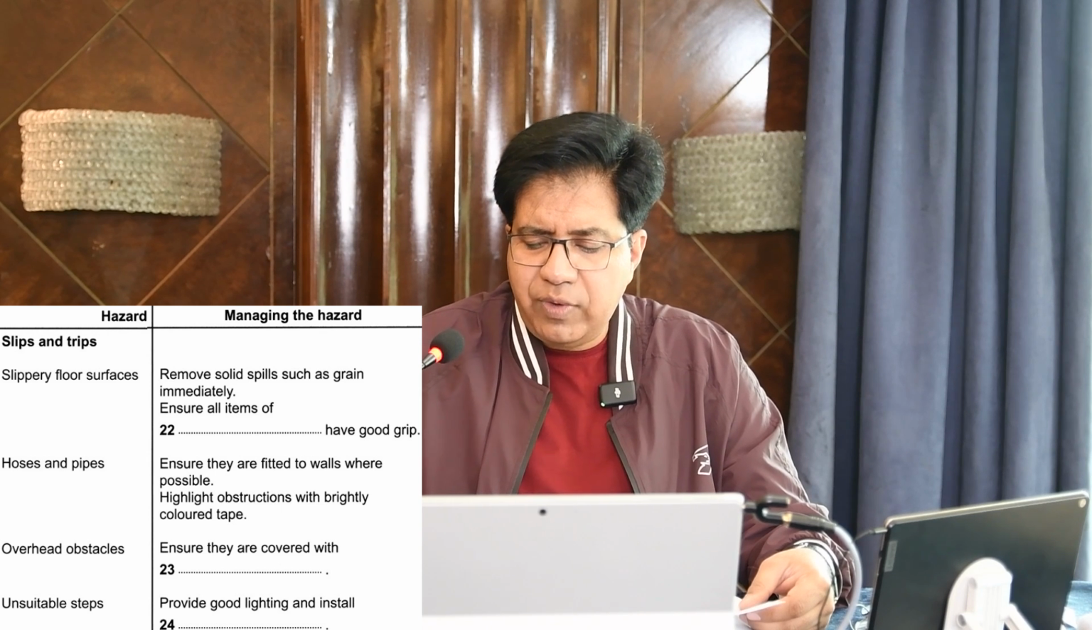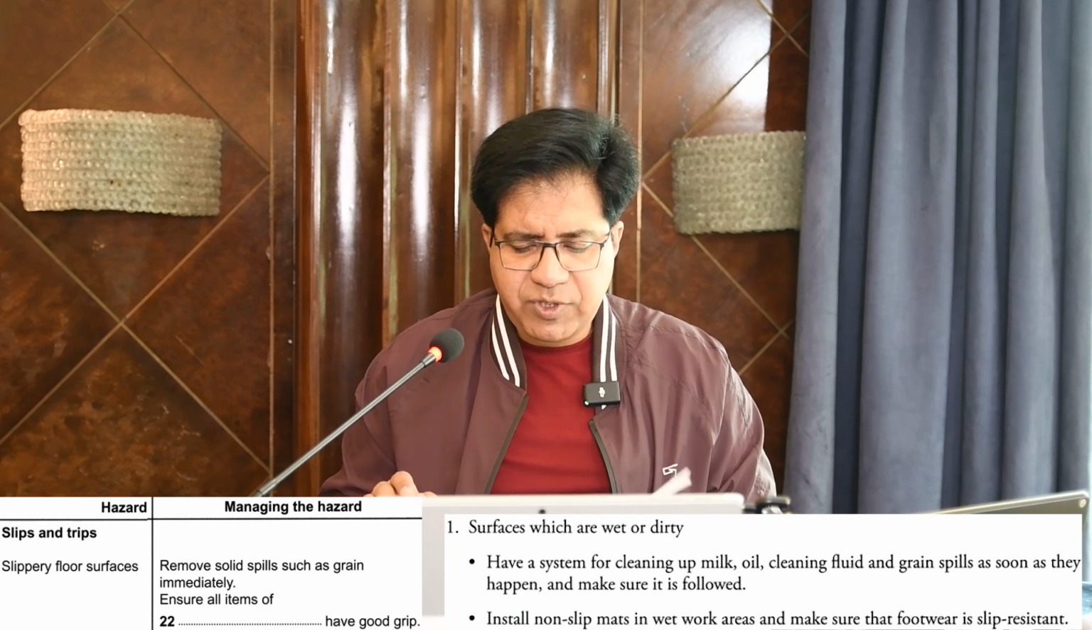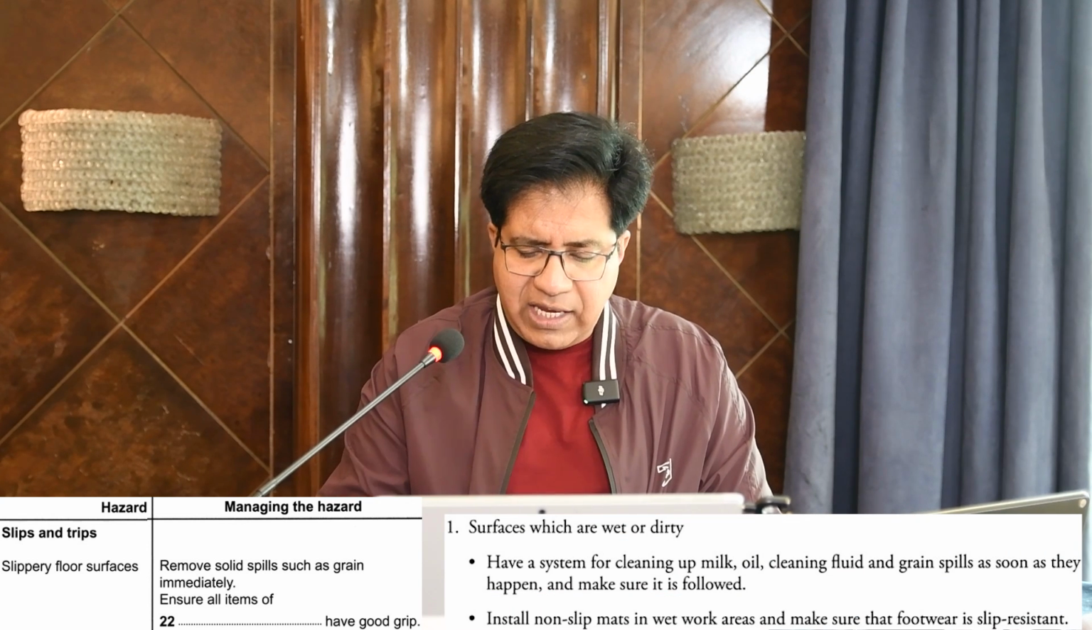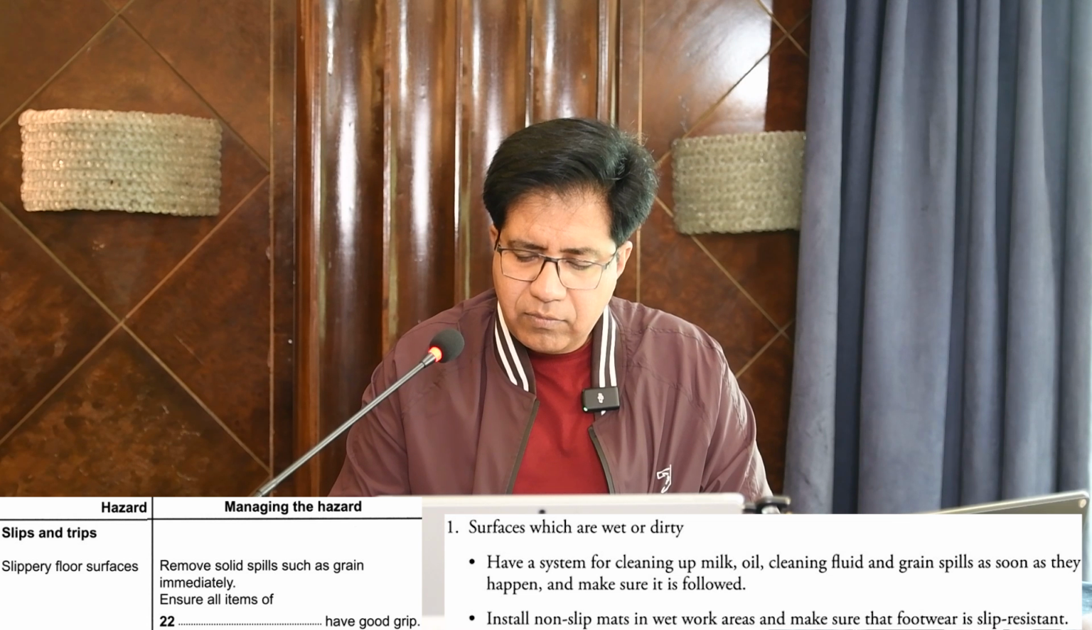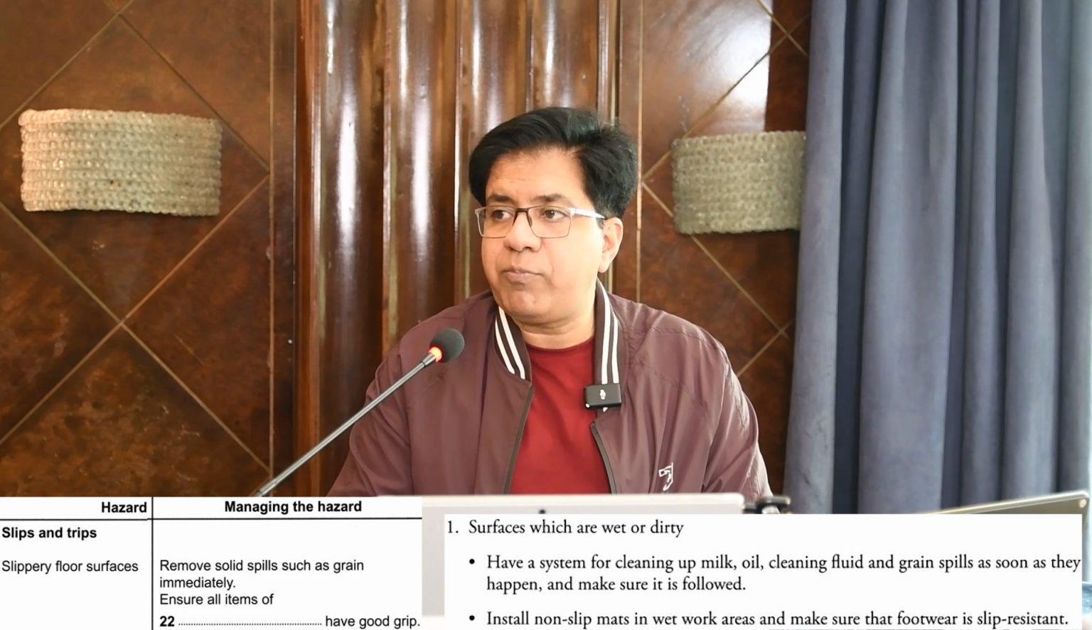So question number 22, I'm reading it from the beginning. Remove solid spills such as grain immediately. Solid spill. Spill means when you spill something on the floor. Remove solid spills such as grain immediately. Ensure all items of dash have good grip. Now all items of dash have good grip. Please come back to first paragraph, slips and trips. Slips and trips, and we will just look for the word grain. Yeah, grain is in first bullet point.